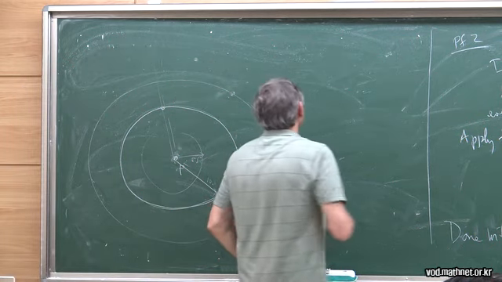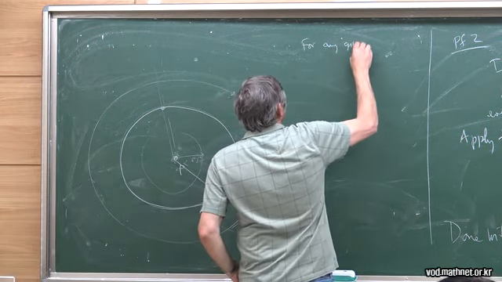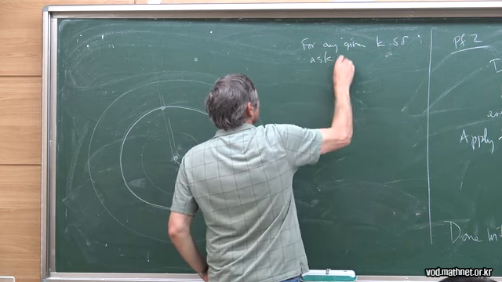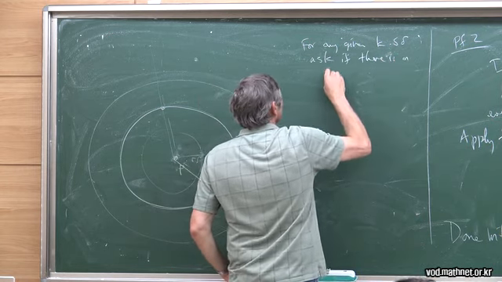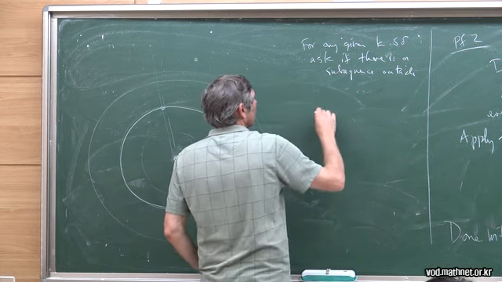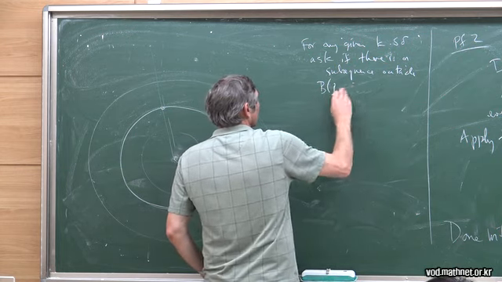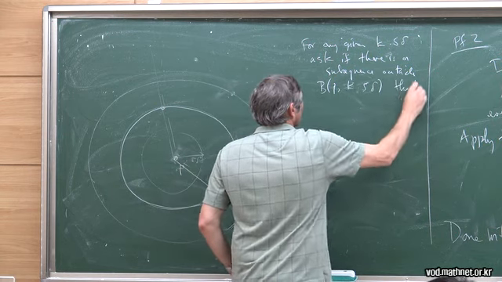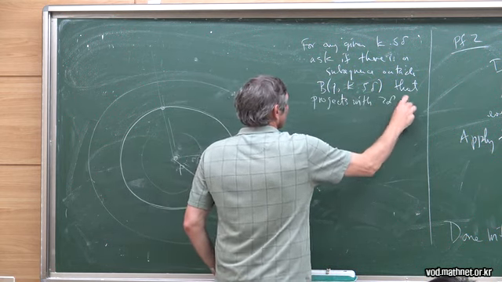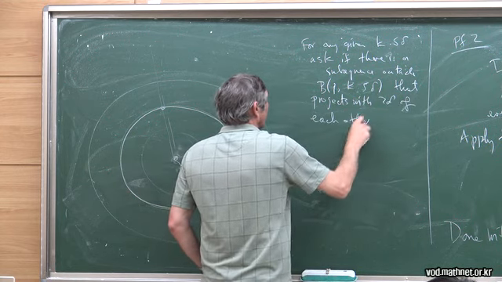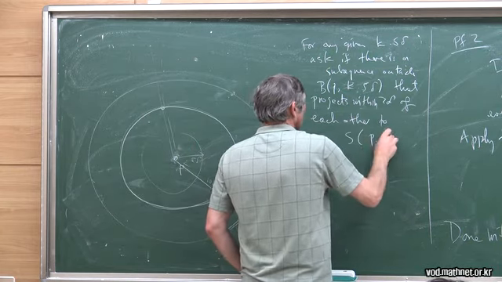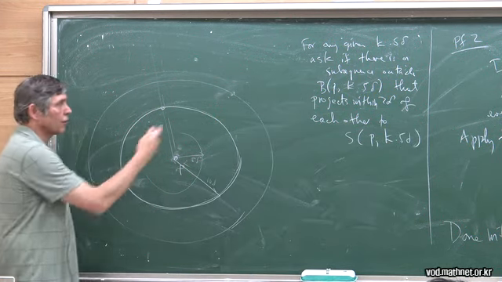Okay, so for any given k times 5 delta, ask if there is a subsequence outside this ball of radius k times 5 delta that projects within 2 delta of each other to the sphere. Okay? So you can ask this for any particular k.